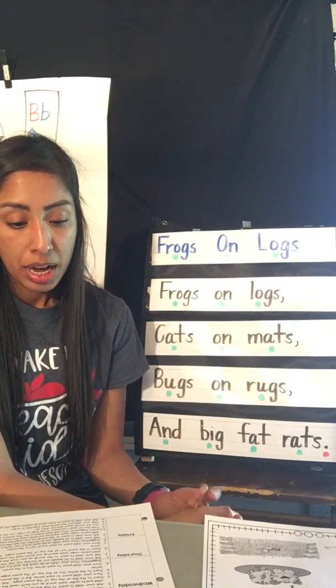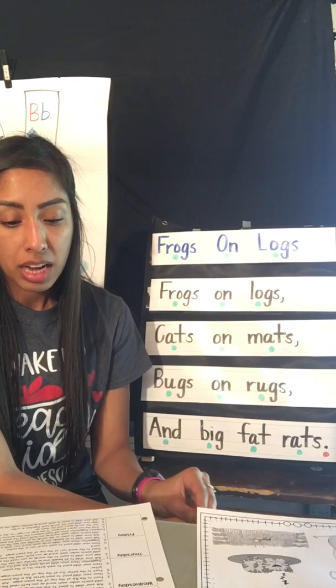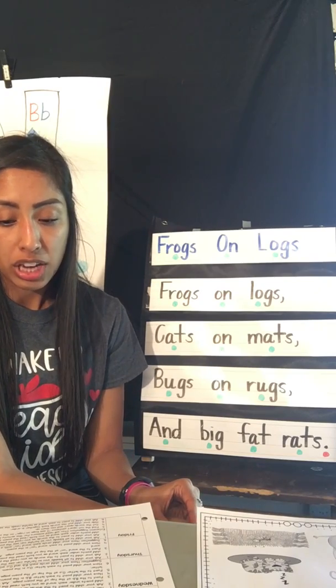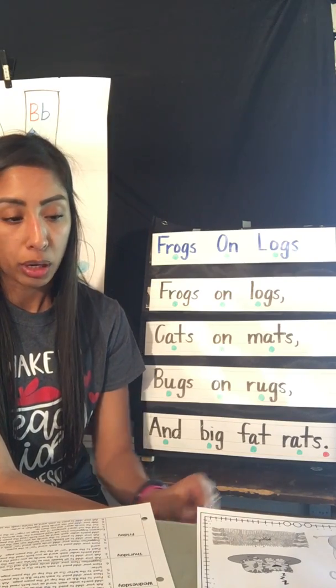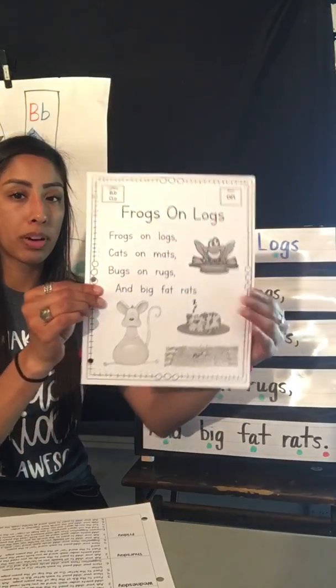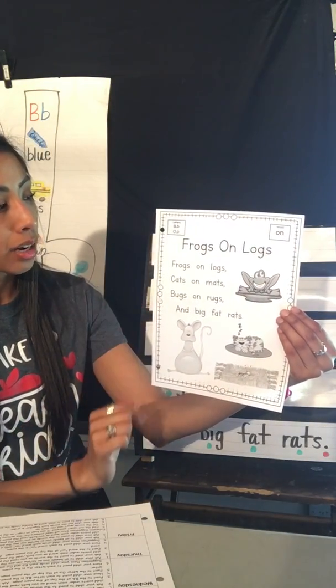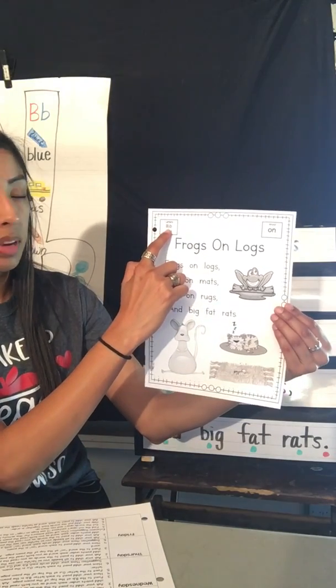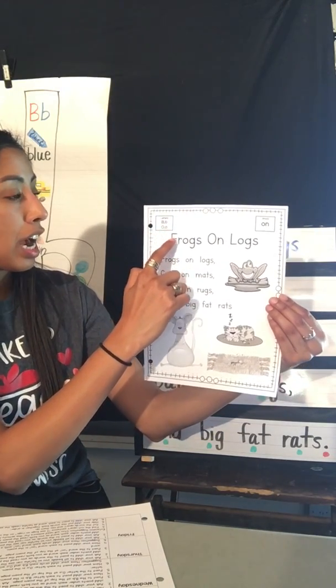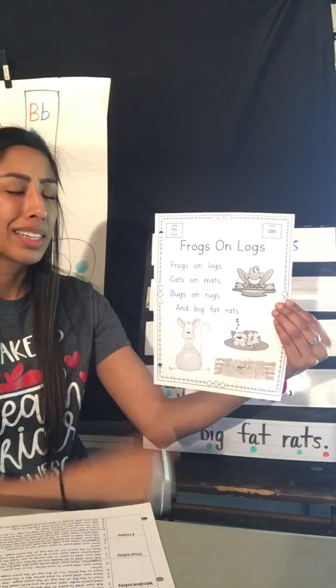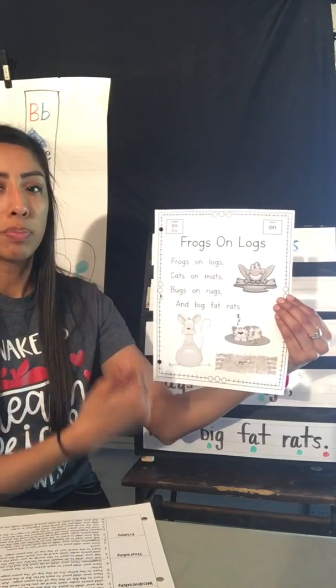Number 3, point to the B at the top of the poem page. Ask your child to name the letter. So on your paper, it should look like this. And you say, point to the letter B. So we're pointing to the B. It should be right here. And you should ask them, what letter is that? And they should tell you B.